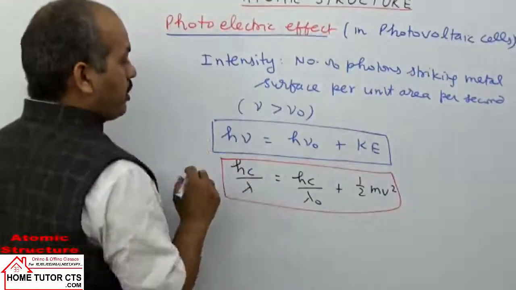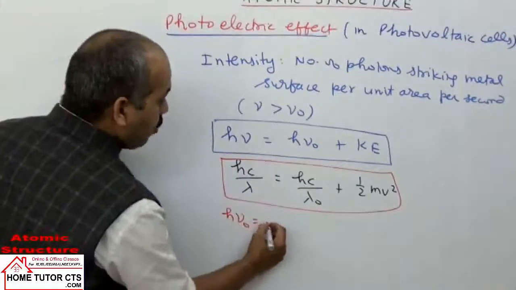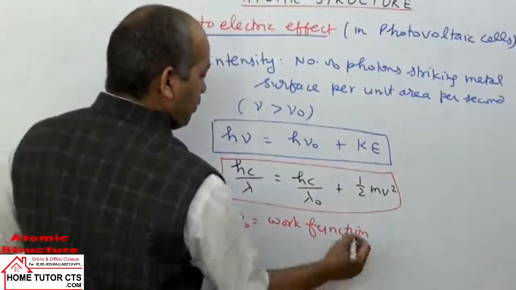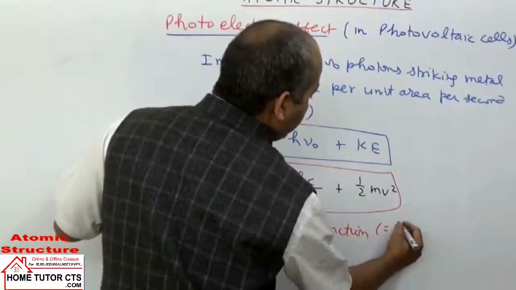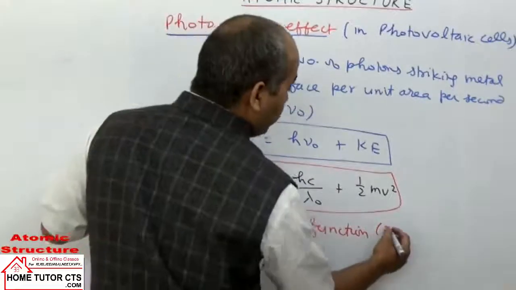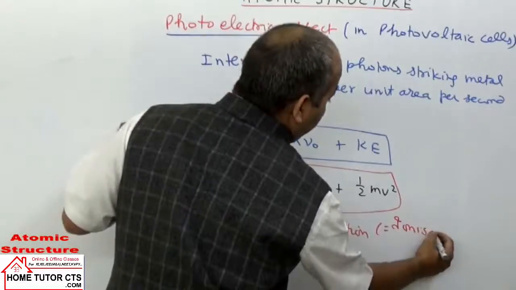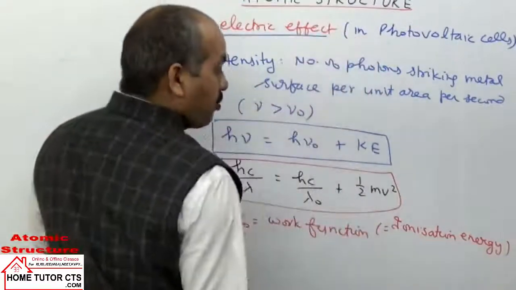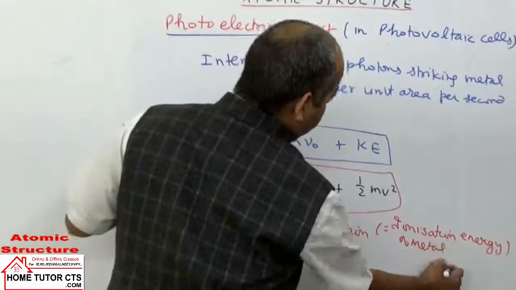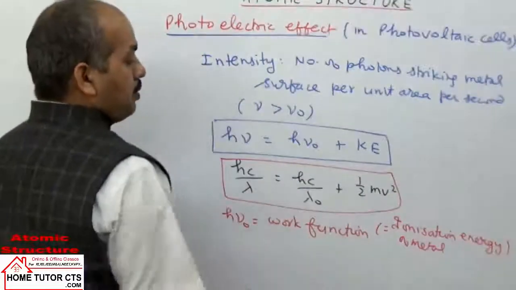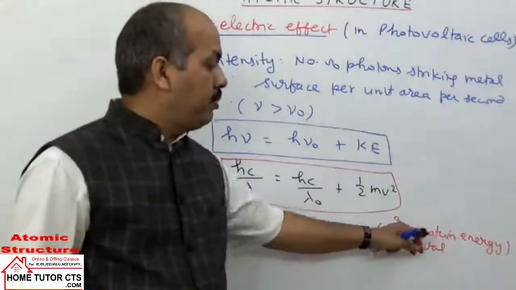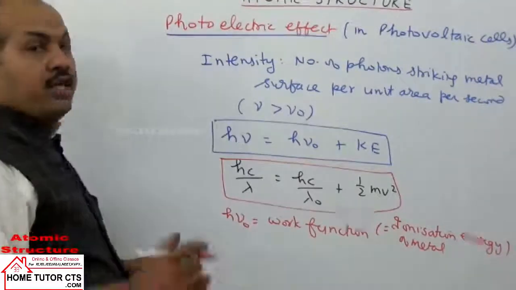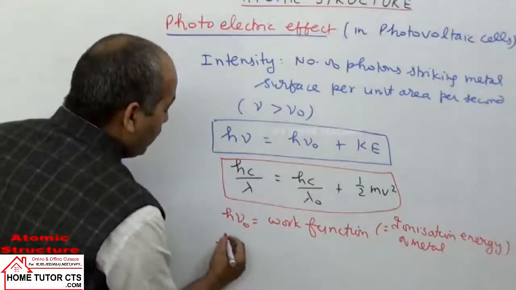Now questions use certain terms. This term, h nu naught, is called the work function of the metal. Mathematically or numerically it is the same as the metal's ionization enthalpy or energy. In questions they sometimes use one word here, stopping potential.